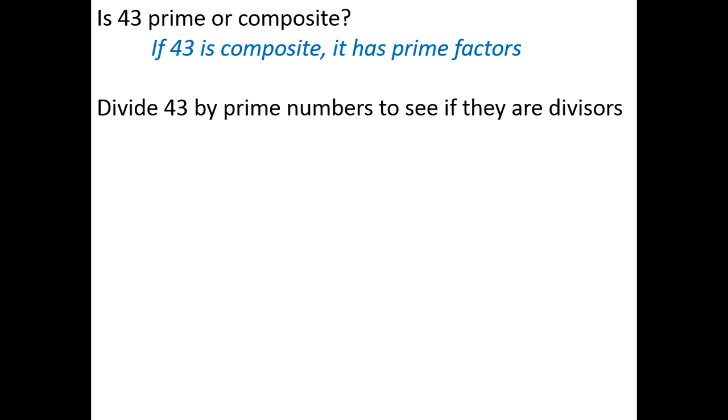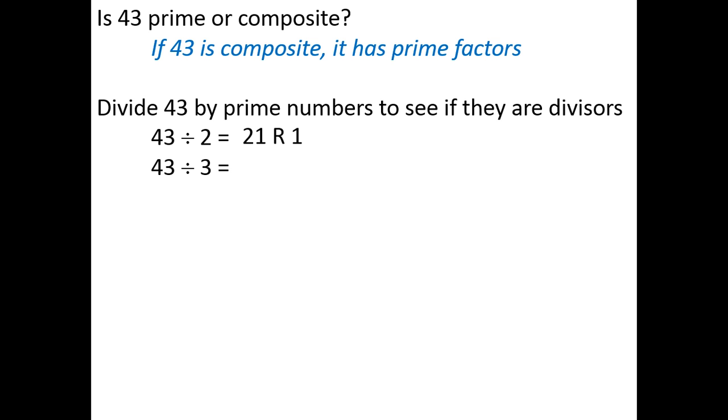So let's take that 43 and start to divide it by some prime numbers to see if we can find any prime numbers that are divisors of 43. Well, the smallest prime number is 2. So if we try to divide 43 by 2, now here's where your divisibility rules might help you. 43 is odd, so we know we can't divide it by 2 without a remainder. In fact, it would be 21 remainder 1. So 2 is not a divisor. It's not a factor of 43.